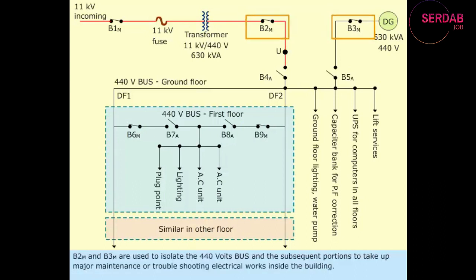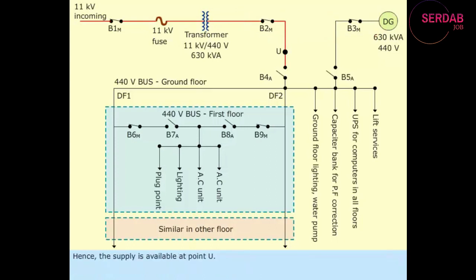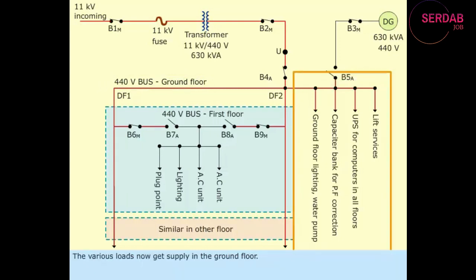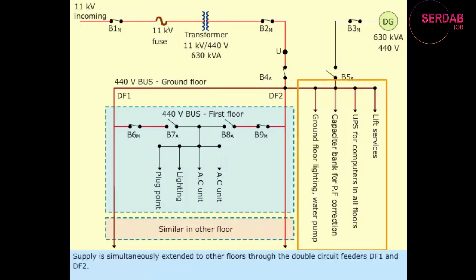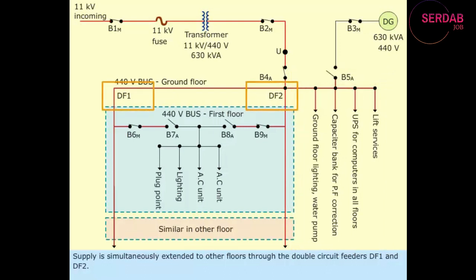B2 sub M and B3 sub M are used to isolate the 440 volts bus and the subsequent portions to take up major maintenance or troubleshooting electrical works inside the building. Hence, the supply is available at point U. The voltage sensing relay at U automatically closes the breaker B4 sub A. Now, supply reaches the 440 volt bus in the ground floor. The various loads now get supply in the ground floor. Supply is simultaneously extended to other floors through the double circuit feeders, DF1 and DF2.